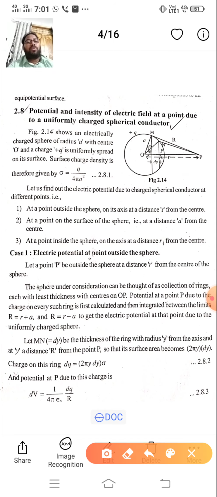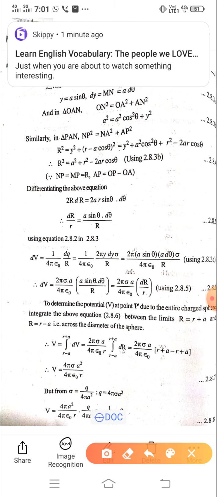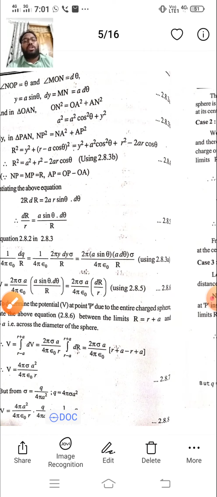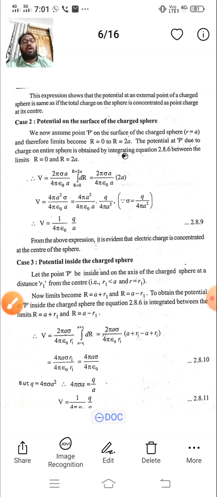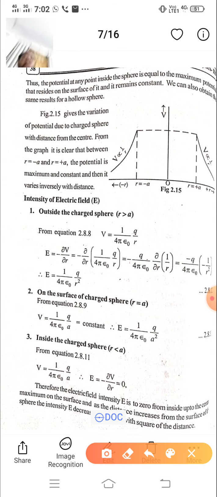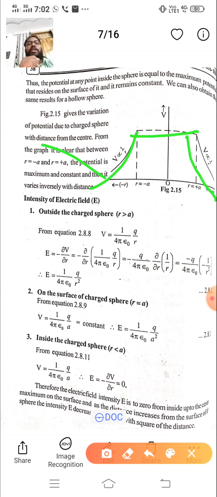There are 3 cases: outside the spherical conductor, on the spherical conductor, and inside the spherical conductor. For outside the spherical conductor, the value of potential is 1 by 4 pi epsilon naught into Q by R. On the surface, it is 1 by 4 pi epsilon into Q by A. Inside the surface, it is also 1 by 4 pi epsilon into Q by A. From this, we know that inside and on the surface the potential is at its maximum value, but outside the surface, the potential decreases with the increasing distance from the center point.